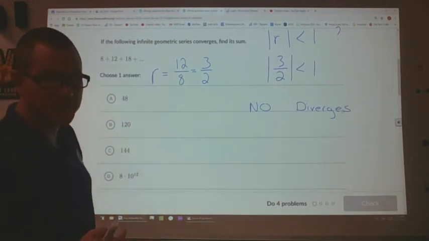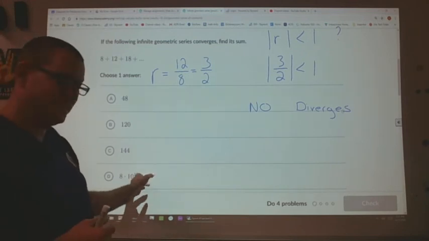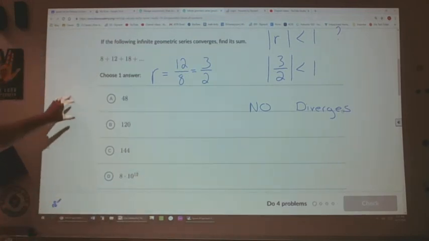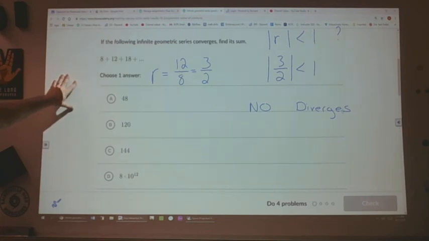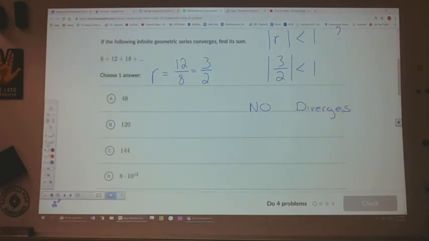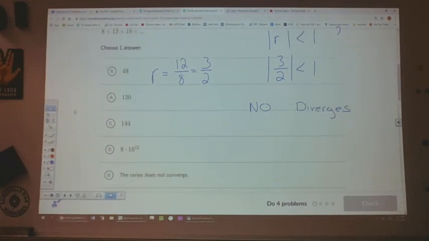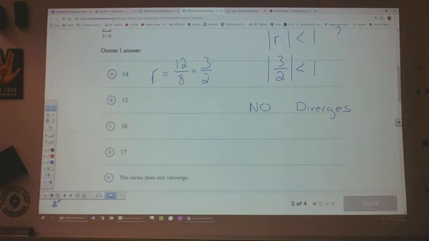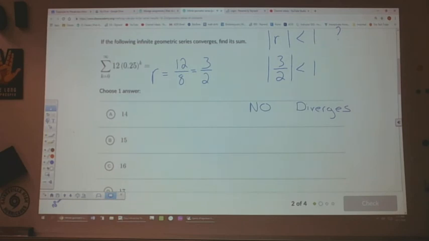And diverges means it goes to infinity. So in this case, they're not giving me a diverge, but they do give me 8 times 10 to the 12th power, which is pretty close to infinity. Is there another answer? I want infinity. None of these answers would be right, because it does get bigger forever. Let's see. There it is. The series does not converge. It was hiding. All right. Okay. This one, though.